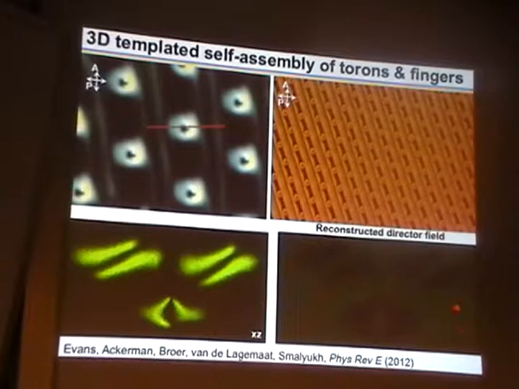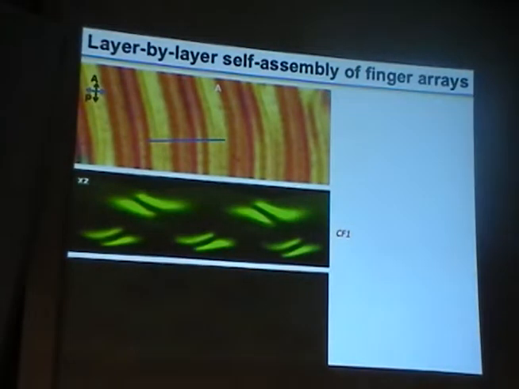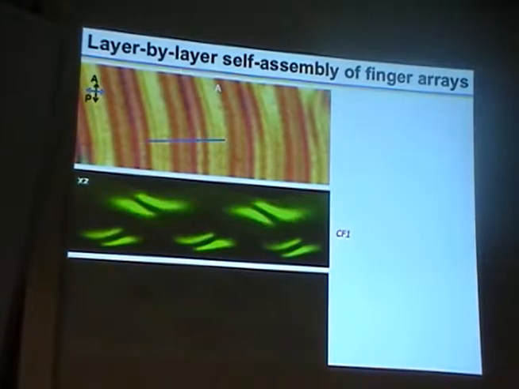And in here you can see the computer-generated field configuration corresponding to such a cross-sectional image, where we have a toron, axially symmetric in here, and translationally invariant fingers perpendicular to the screen. Right, so in here it's another example where we have just arrays of fingers in two bilayer structures.